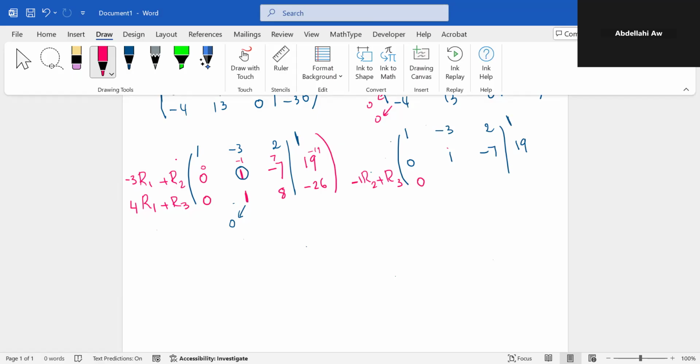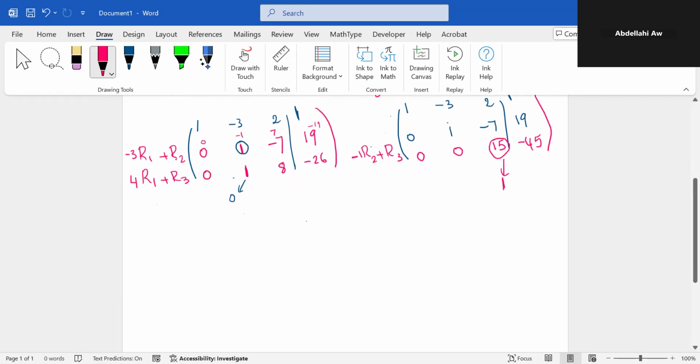0 plus 0 is 0. -1 plus 1 is 0. And 7 plus 8 is 15. And -19 plus -26 is -45. Lucky. Why do I say lucky? Because now my new pivot right here is to become 1. Remember, we want to get the identity at the end of our process. And I say lucky because -45 happens to be divisible nicely by 15.